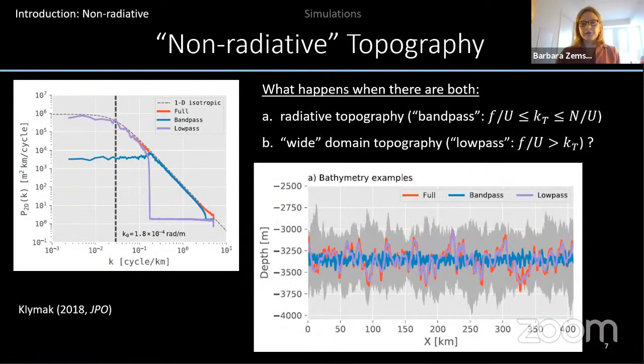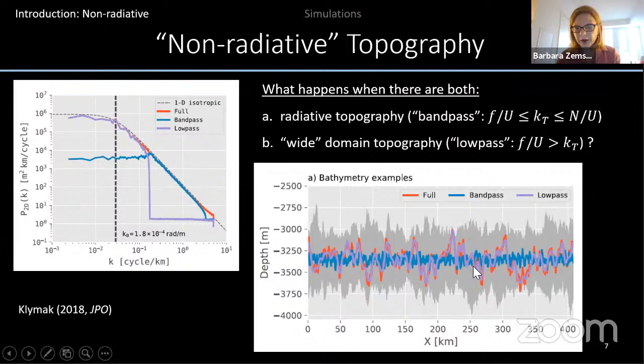However, a few recent studies have been looking at what happens when there's both radiative topography and, for example, wide domain topography, so non-radiative topography. One such study was done by Klymak in 2018, and he looked at both what he called bandpass topography, so topography within the Lee wave radiating regime, and then also low pass topography, so basically selecting only the topographic wave numbers that are smaller than the Lee wave radiative topography, which means that the topography is actually wider than the Lee wave radiative topography.